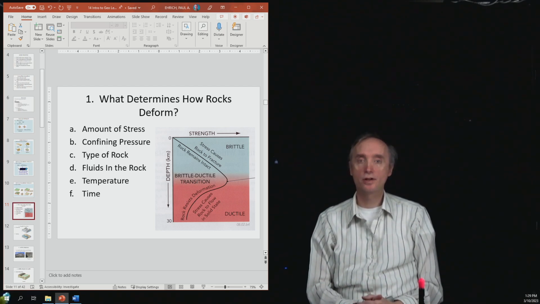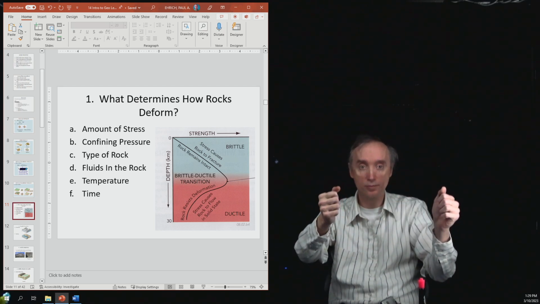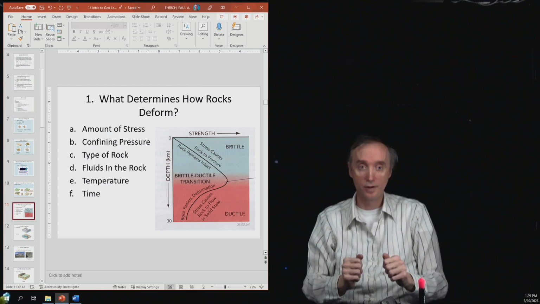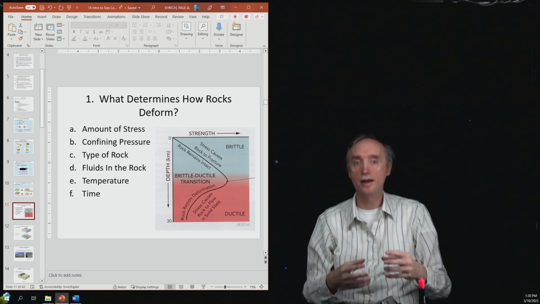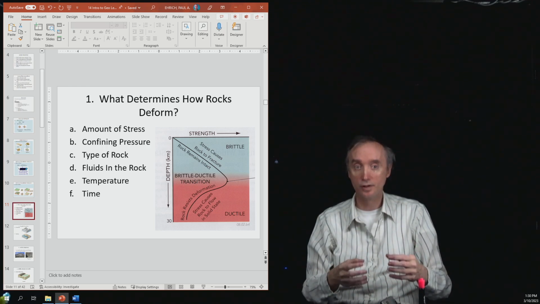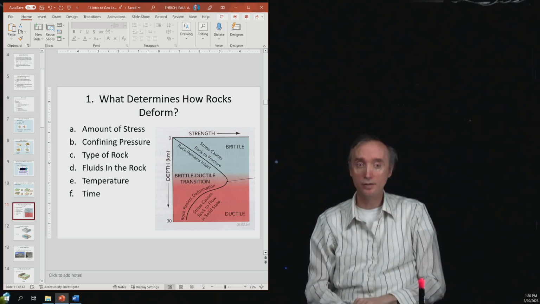Okay, so now we want to talk about what determines how a rock is going to deform. There are basically three different things that a rock is going to do whenever you apply a stress to it. At first it's either going to stretch or be compressed like a spring. So it's behaving elastically. What that means is that after you apply the stress to it, that rock is going to return to its original shape.